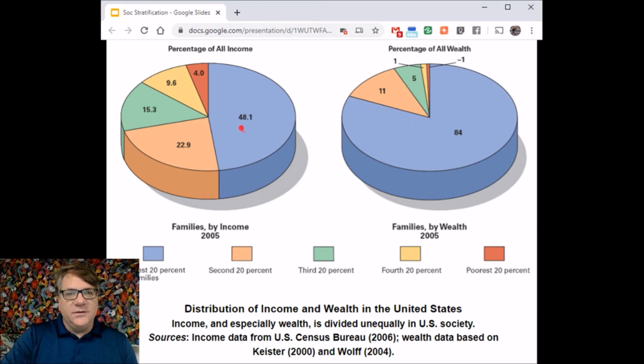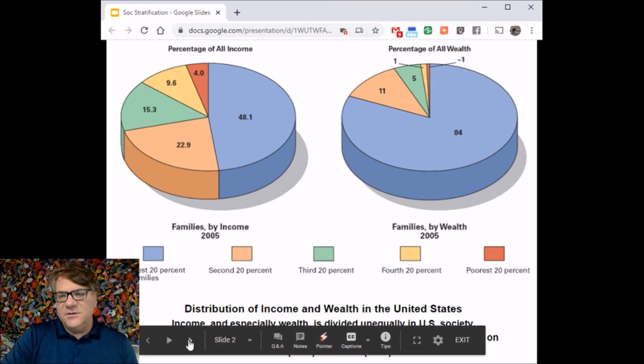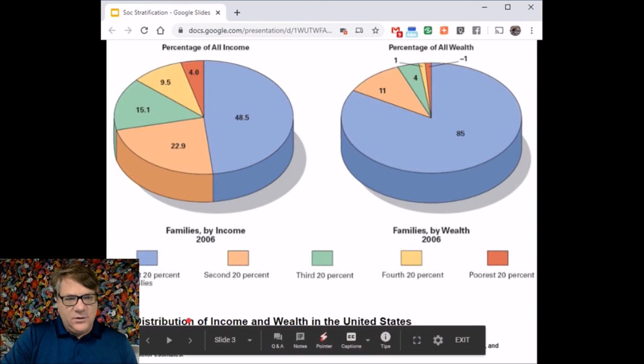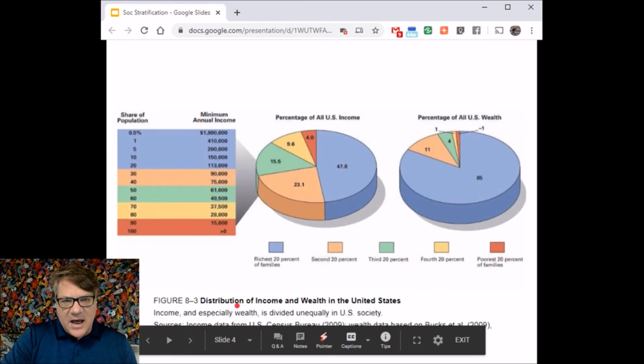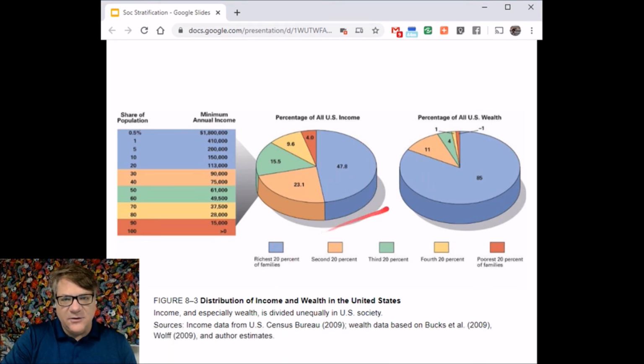Now the next question is, well, that's 2005. So I want you to watch what we see here, these numbers. Let's just focus on the top 20% in income and the top 20% in wealth. I'm going to run you through some different charts. This is 2005. This is 2006. Numbers haven't changed too much. This is 2009, I believe. Now these charts are starting to look like the ones in your textbook. Again, you see these numbers haven't changed very much. As a matter of fact, here the wealth gap is larger now than it was in 2005.